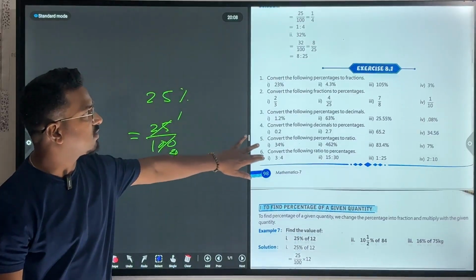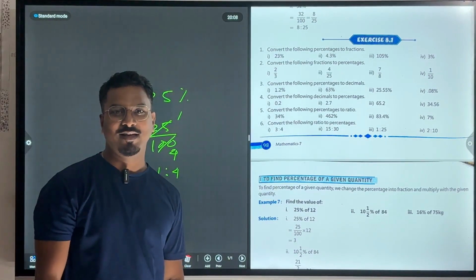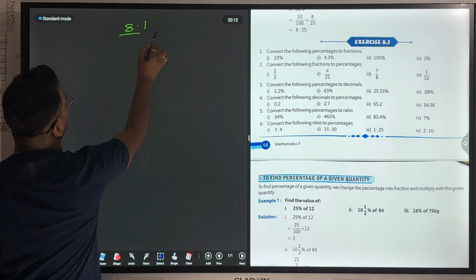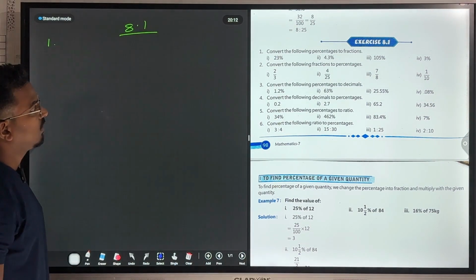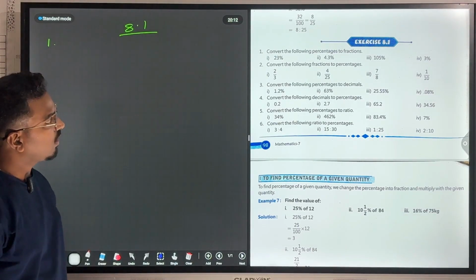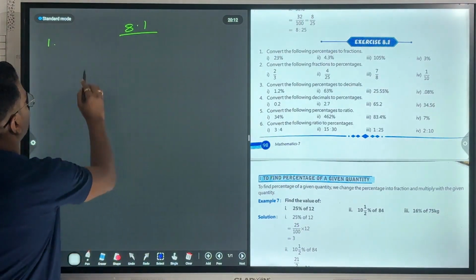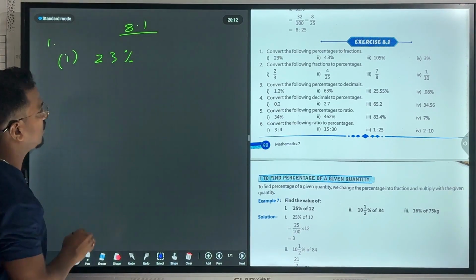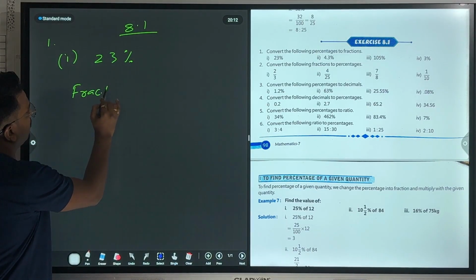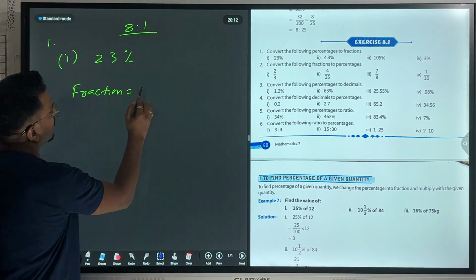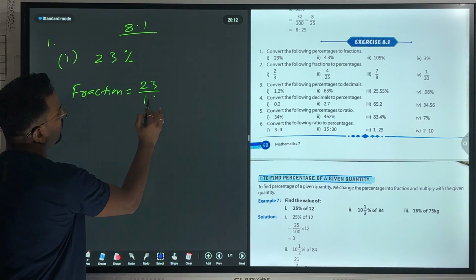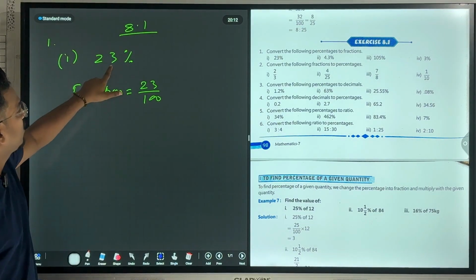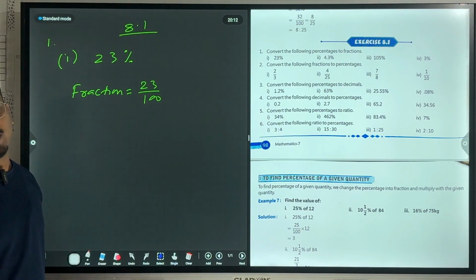Here we will be applying in this exercise 8.1. Exercise 8.1, question number 1. It is given, convert the following percentage to fraction. The first one is 23%. You have to convert into fraction, so 23% will become 23 by 100. Percentage means per 100.